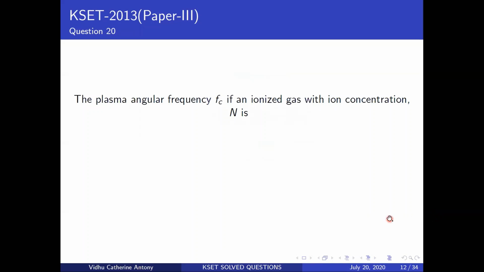Now let's look at this question. Here there is kind of an ambiguity because they've mentioned plasma angular frequency and they've written FC. That's not your angular frequency. Angular frequency is denoted with omega C. So there's a little bit of a problem with the question here, but they've given the linear frequency FC in the options, but they've messed up here.